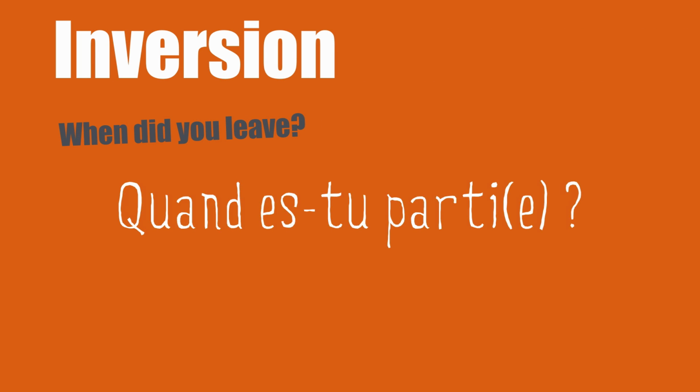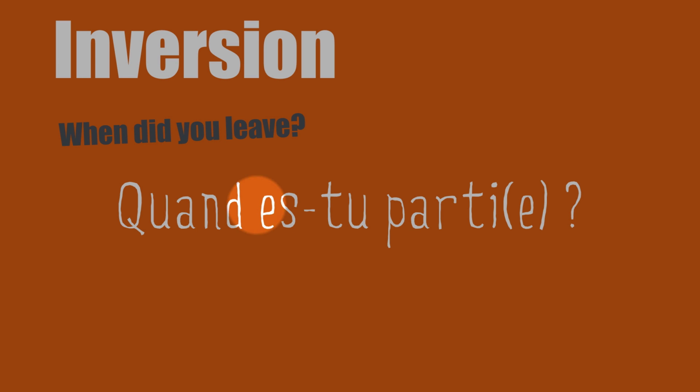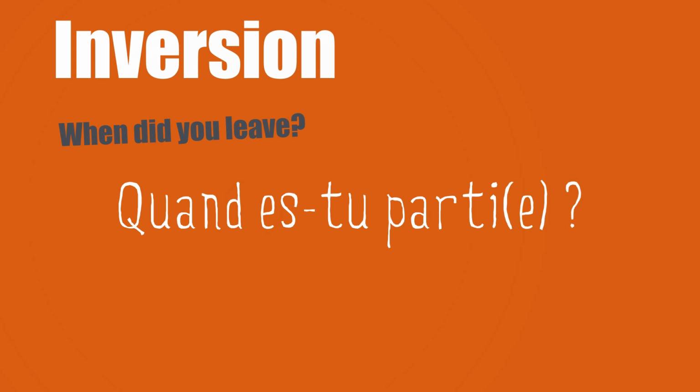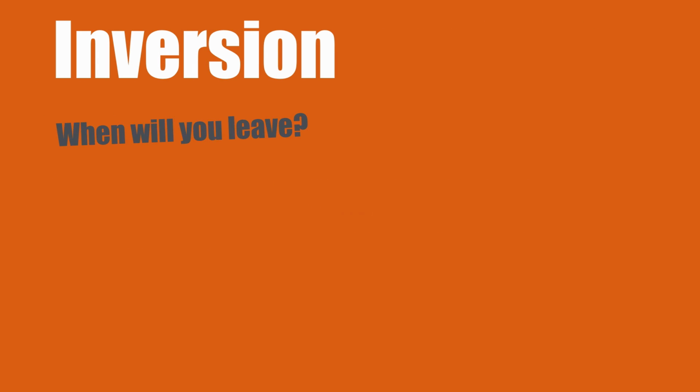The past example with le passé composé: quand es-tu parti? As you can hear, usually we have no liaison here. Quand es-tu parti? And our final E if a girl is speaking. Quand es-tu parti?